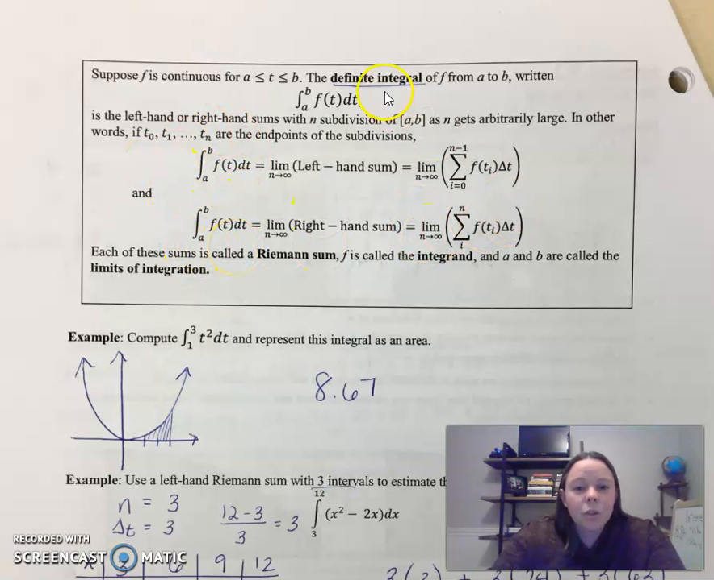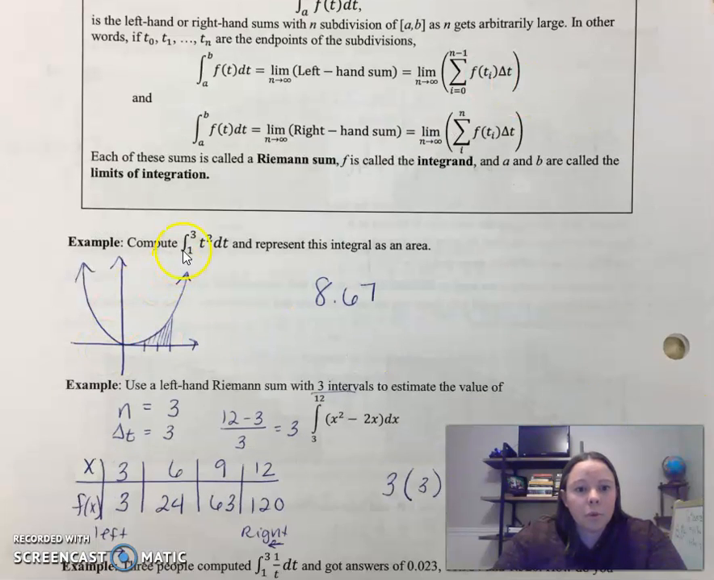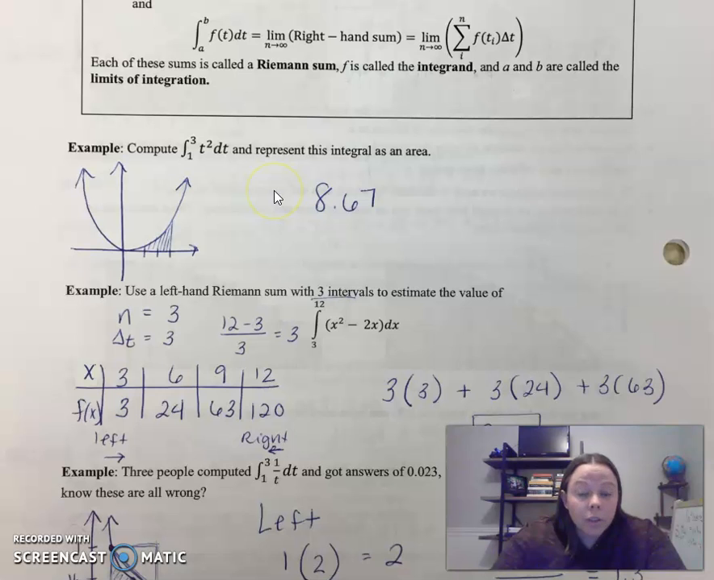Okay. So again, I can't emphasize this enough. When you see this, it means the area under this function, this curve, to the x-axis from a to b. That's what that means. All right, so compute this and represent the integral as an area. So we just use our calculator. You can use your calculator to find this. In class, we'll talk about it. But if you go to the calculator, go to the menu, calculus, find definite integral, and that's what you'll type in.